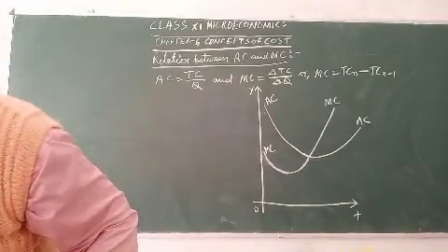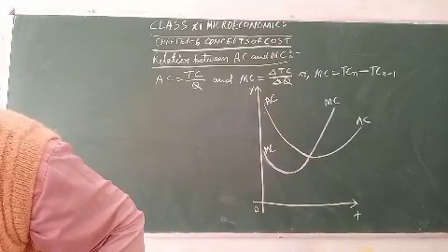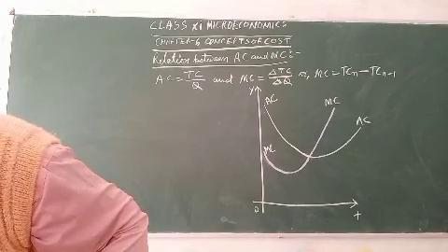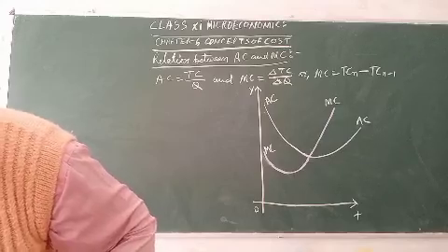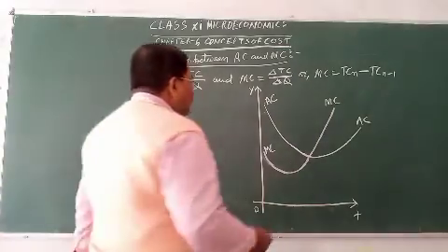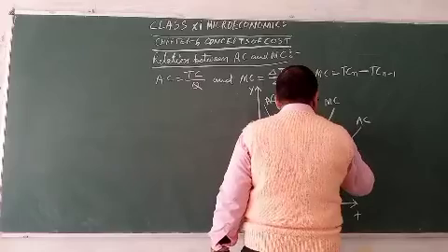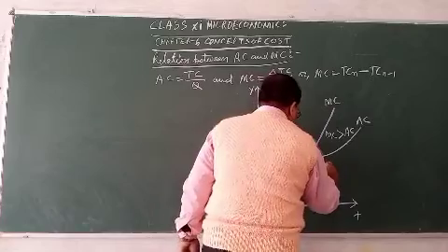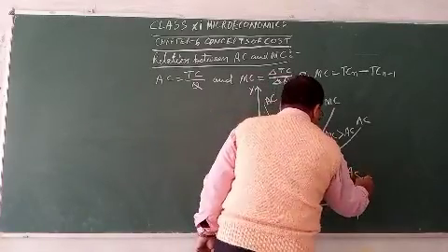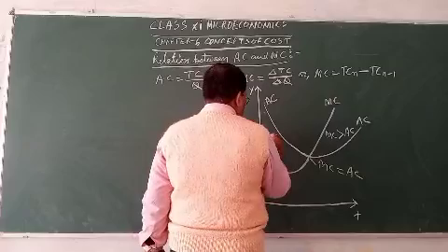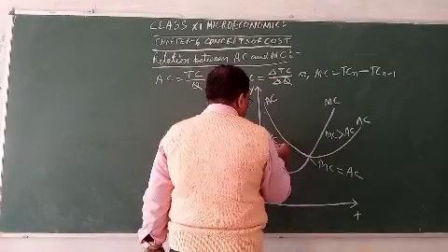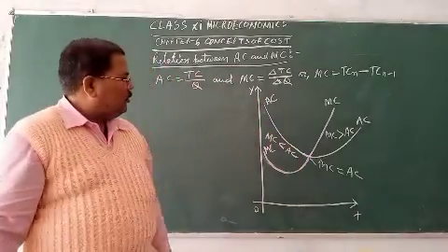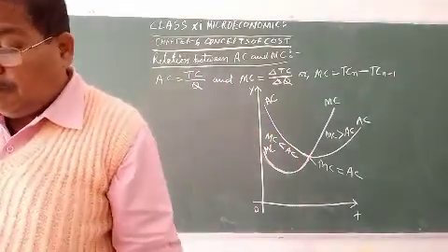That is the third relationship. When AC is rising, the MC curve is above the AC curve because MC is greater than AC. Here MC is greater than AC. Here MC equal to AC, and in this area MC is less than AC. This is the third relationship.